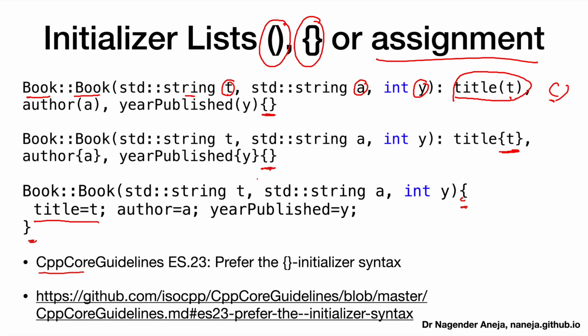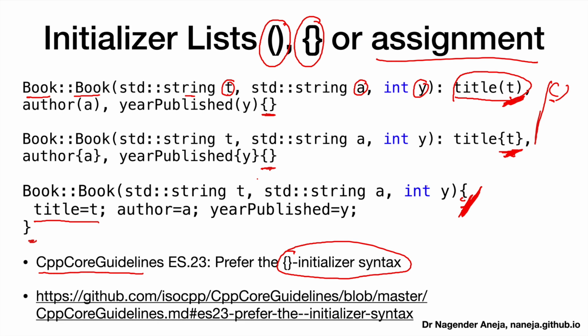Okay, so now what should we do? C++ core guidelines prefer this initializer syntax, right? So we'll see why this is preferred. One of these is preferred. You may see in a number of books that parentheses are used. In some books, you will see that this braces method is used, and this is used in some cases, as we will see in the program.